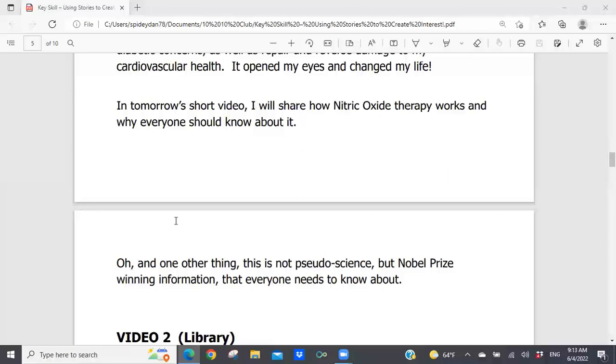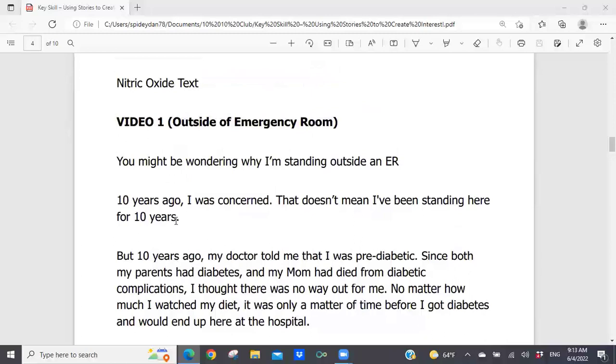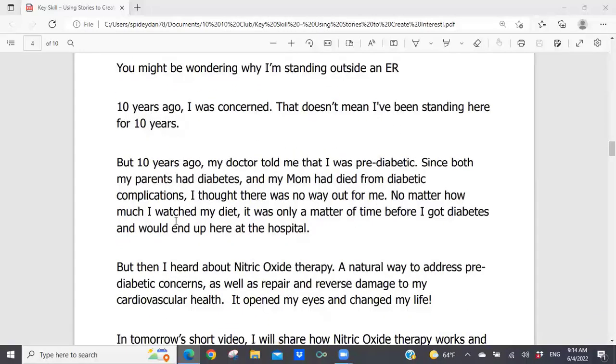And he did a marvelous job with most of his scripting. All I did is help him to see that he has a story that he can share that would give him more connection to the people he's talking to, and make the reason why he's standing outside of an emergency room an effective location, because of the story that he has to share, and how his parents both suffered from diabetic complications, and how he was on the same road, and how he would end up at the hospital if he didn't find something to change his life. And that was the nitric oxide therapy.